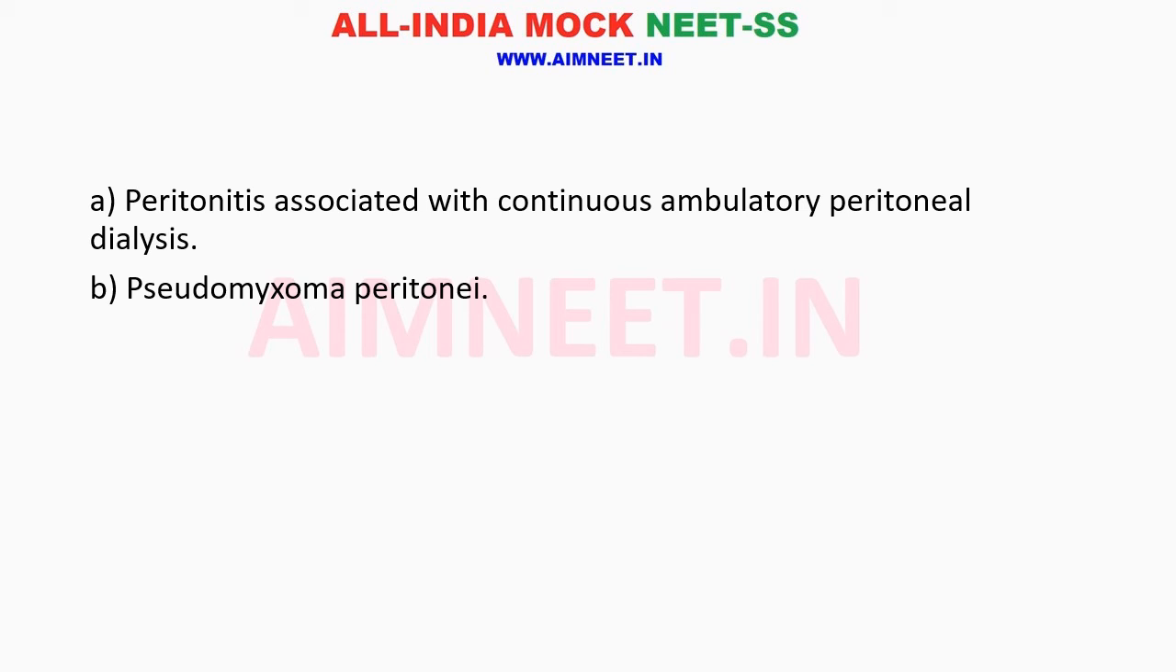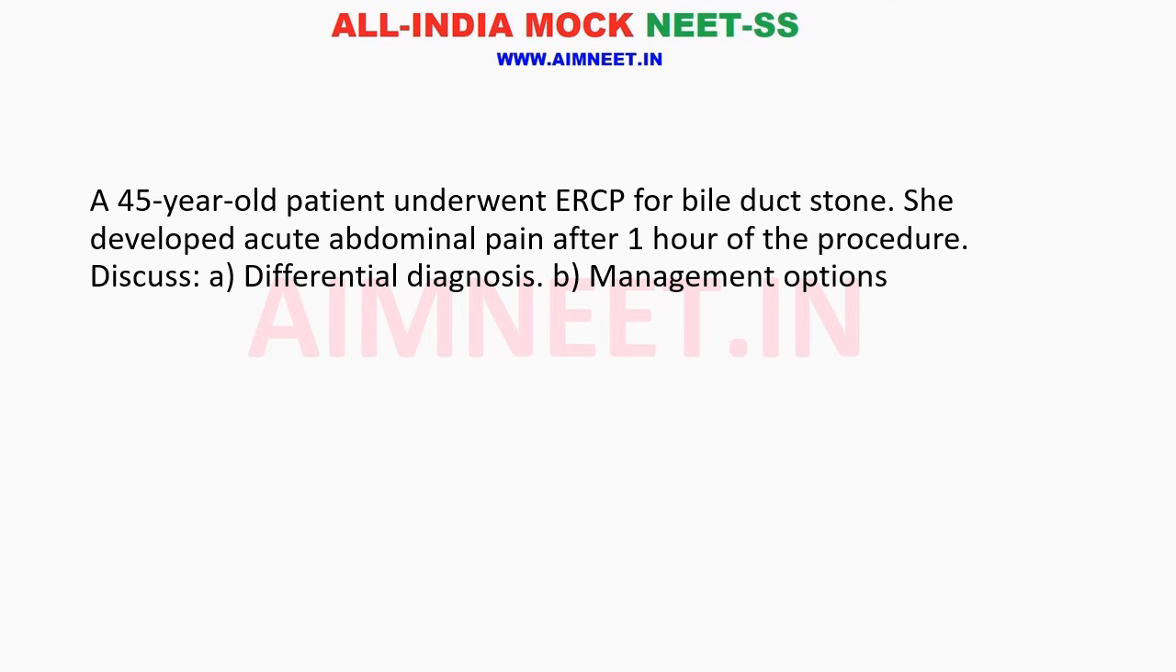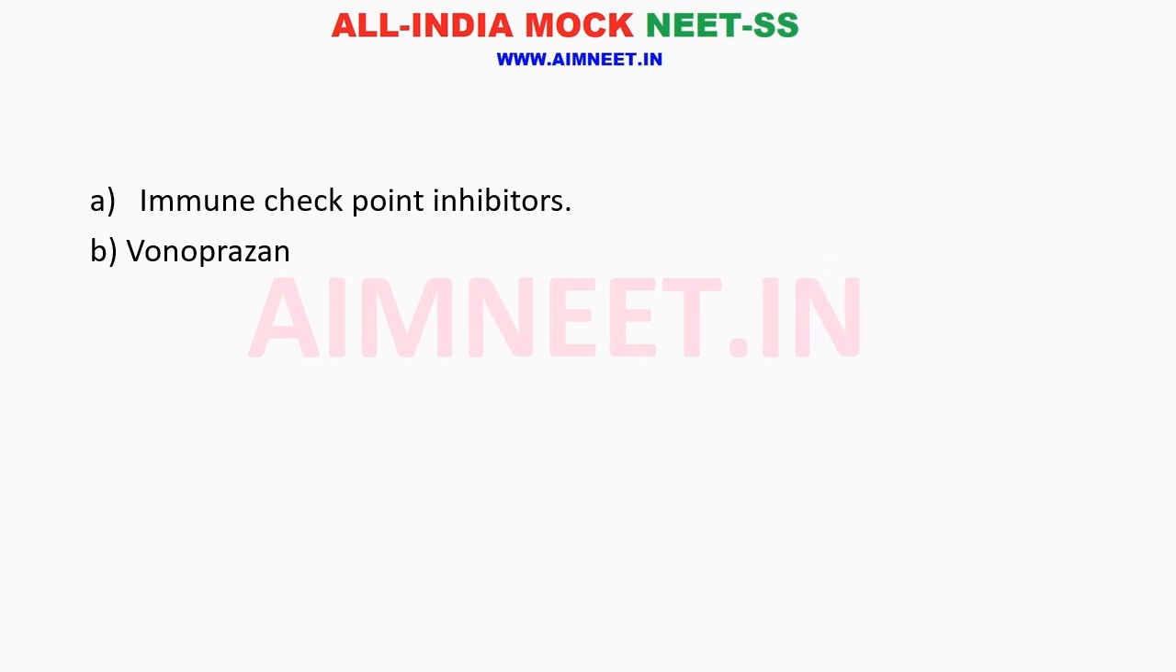Peritonitis associated with continuous ambulatory peritoneal dialysis, pseudomyxoma peritonei. A 45-year-old patient underwent ERCP for bile duct stone. She developed acute abdominal pain after 1 hour of the procedure. Discuss the differential diagnosis, management options.